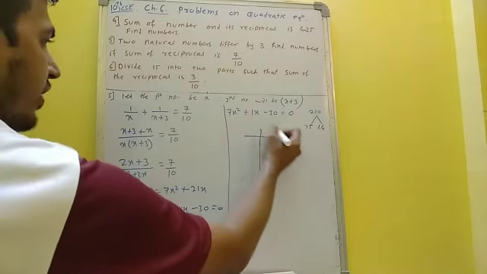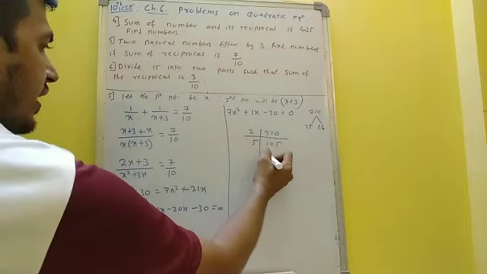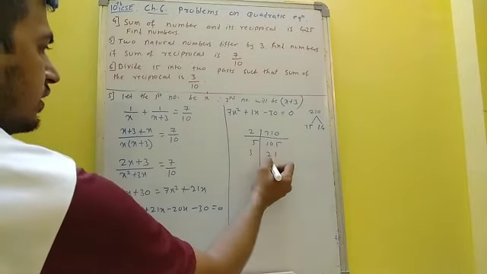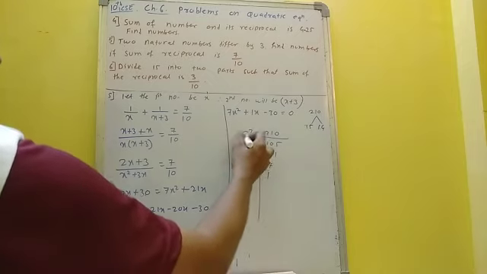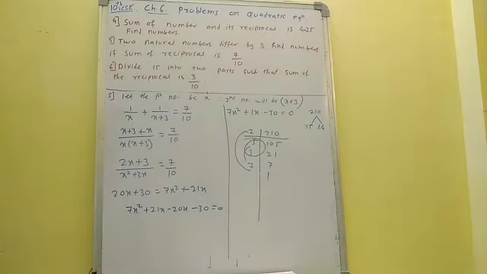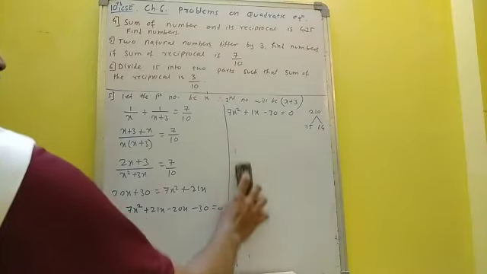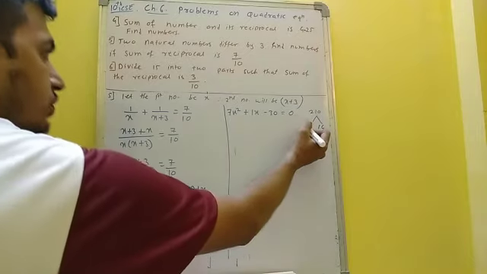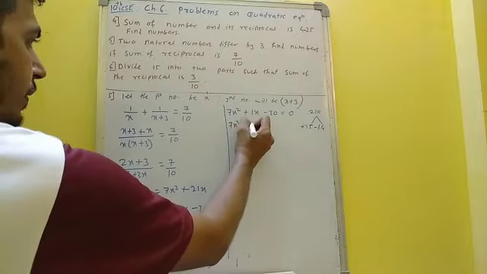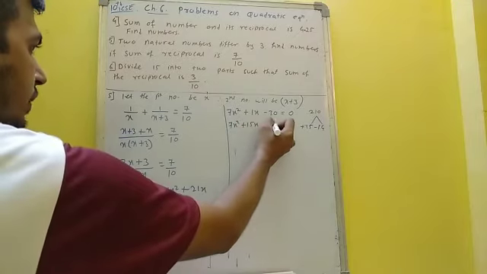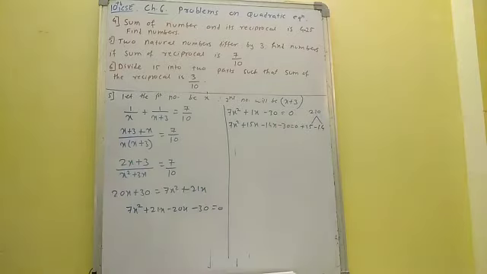You can find the factors like this: 2 1s are 2, 5 3s are 15 and 2 7s are 14. So we have 5 3s are 15 and 2 7s are 14. Now plus 15 and minus 14. So 7x square plus 15x minus 14x minus 30 is equal to 0.